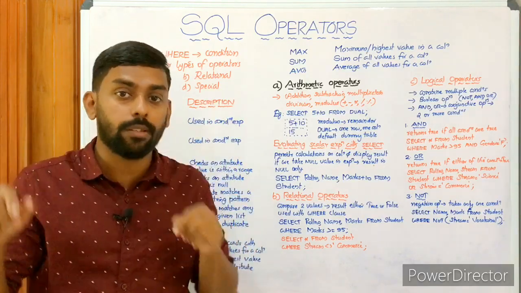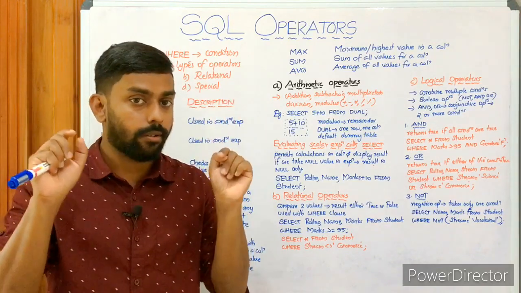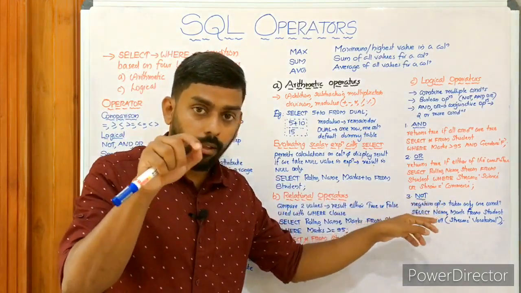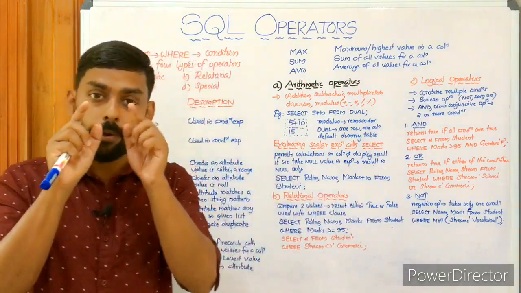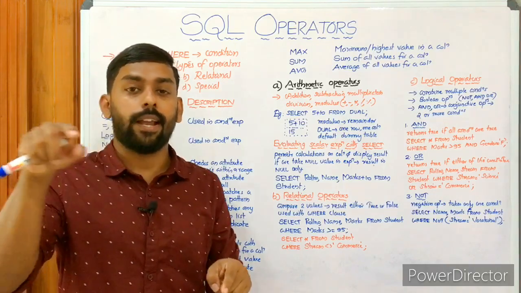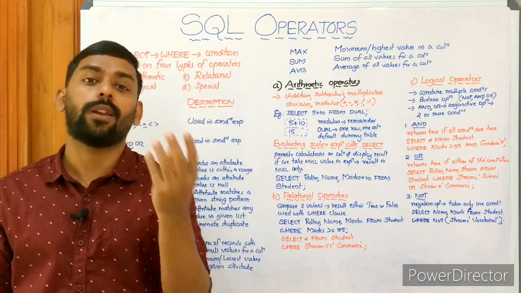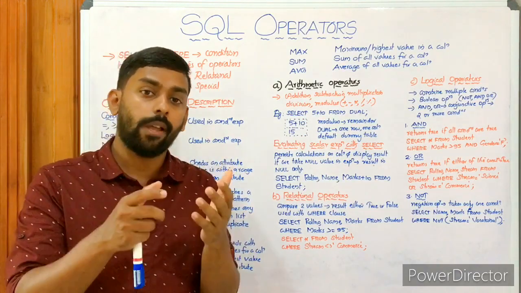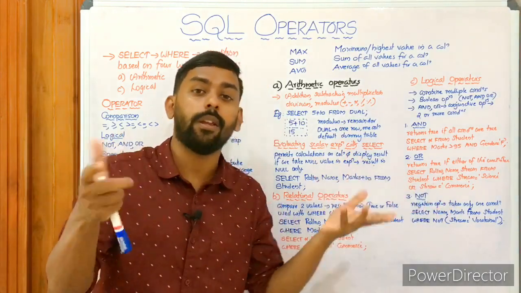Science, commerce, in quotes. We know character and date must be enclosed in quotes. So, where stream not in: stream is a column, not is an operator, in is also an operator, in parentheses 'Science', 'Commerce'. That means humanities and vocational students' data will be displayed. That's it. Humanities and vocational course students' name and marks will be displayed.